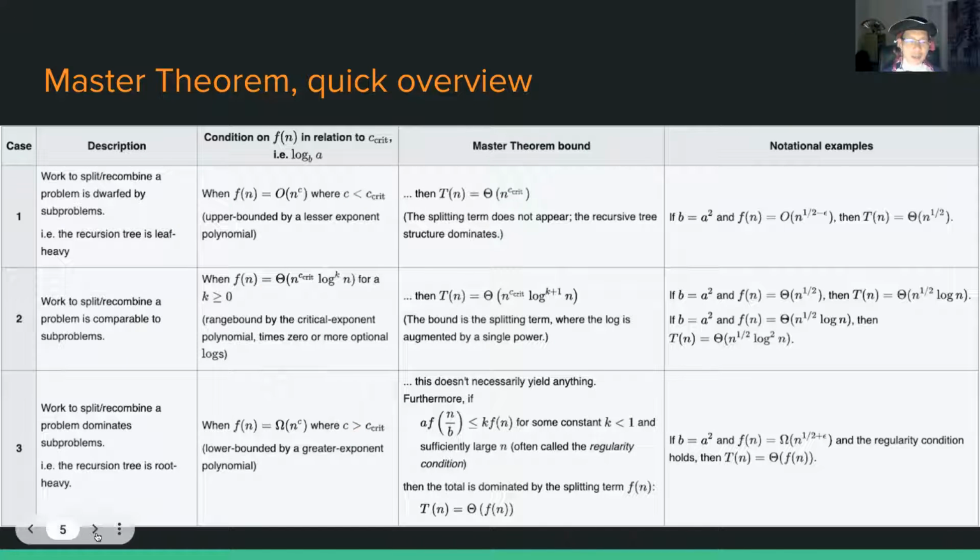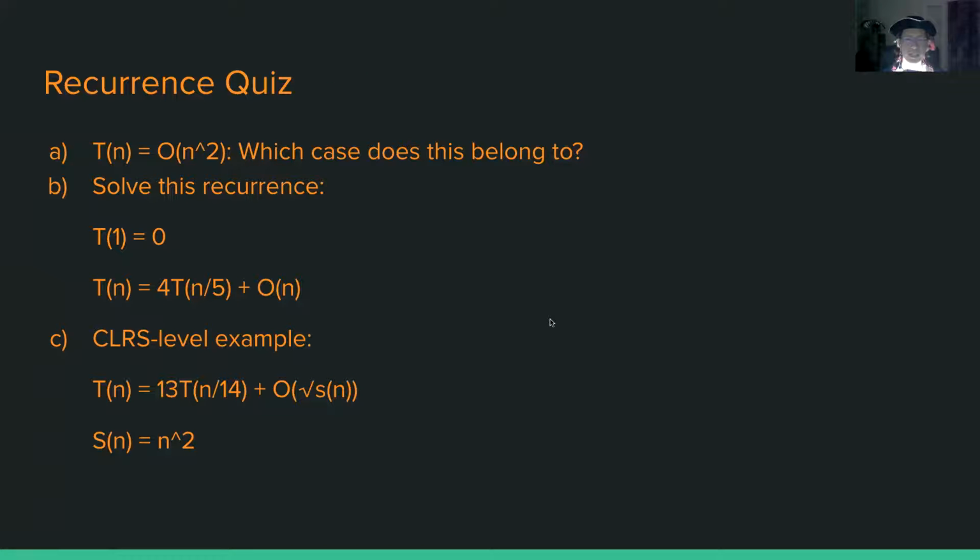Moving on. A little quiz for you guys. I'll give you a few minutes to think about the quiz. T of n equals O of n squared. Which case does it belong to? Solving the recurrence is very important. T of 1 equals 0. T of n equals T of n over 5 plus O of n.